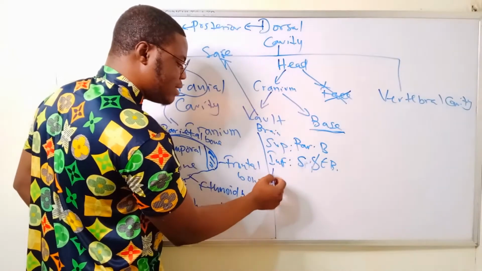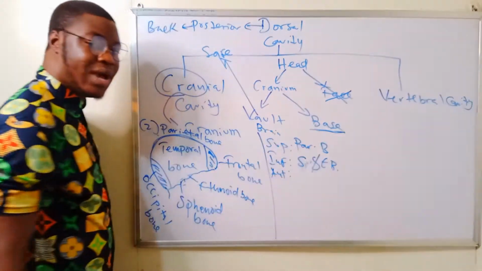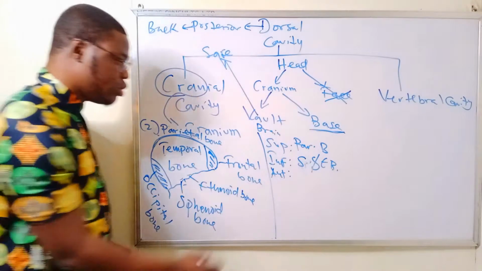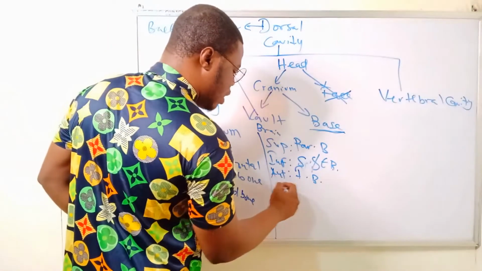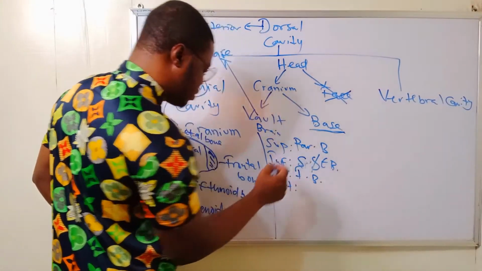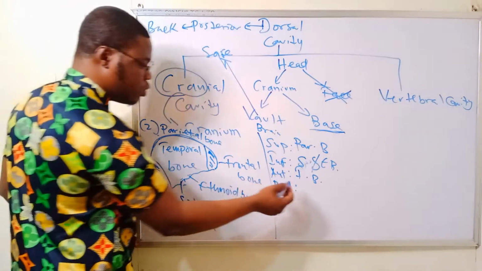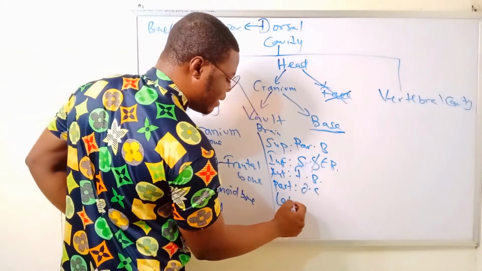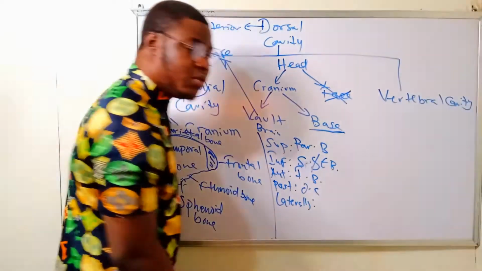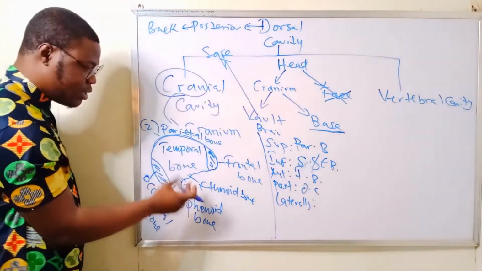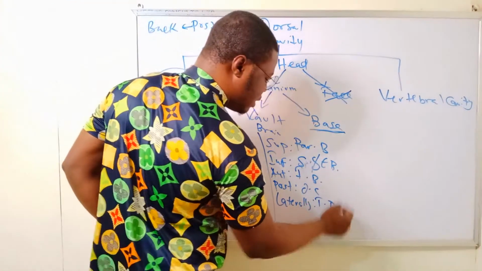And then anteriorly, in front, we have the frontal bone. So that is your frontal bone. And now posteriorly, you will have the occipital bone. And laterally, by the side, you have the temporal. So the two temporal bones. Temporal bone.